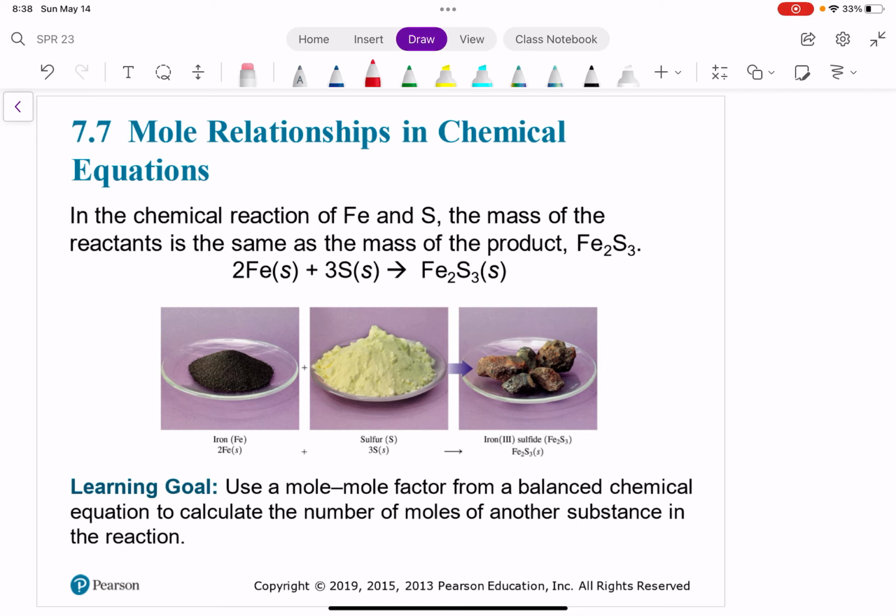The key here is to make sure that your chemical equation is balanced before you try to figure out those mole to mole relationships. And we'll talk more about what that means. Here we just have some solid iron reacting with solid sulfur to give us iron 3 sulfide.